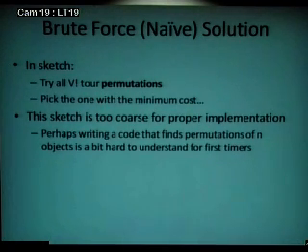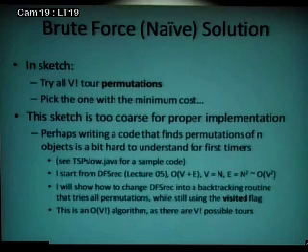Right, it's a very big step. And then, which I'm going to show later. So the code, when you say try all permutations, there are big steps involved here.